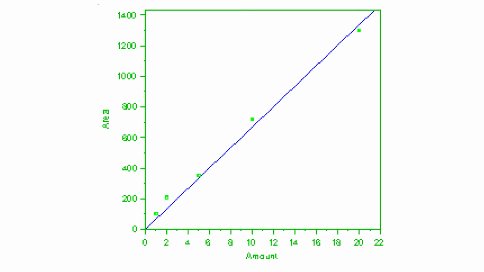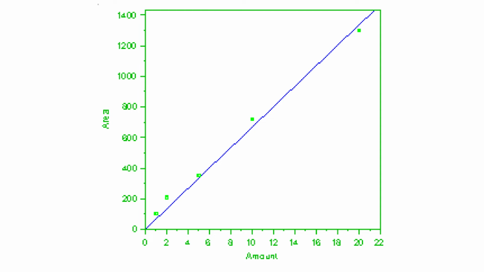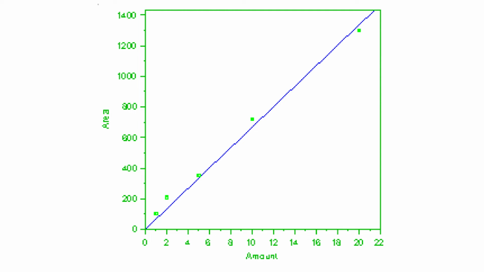The coefficient of determination is adversely affected by forcing the curve through the origin. This curve has a coefficient of determination of 0.988, down from 0.997 for the usual regression line. The average error is also adversely affected. This curve has an average error of 24.3%, compared to only 8.8% for the usual regression line. The average calibration factor is unaffected.